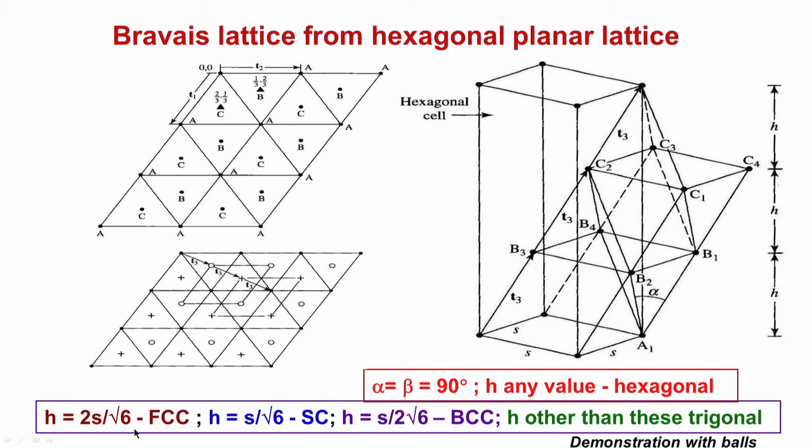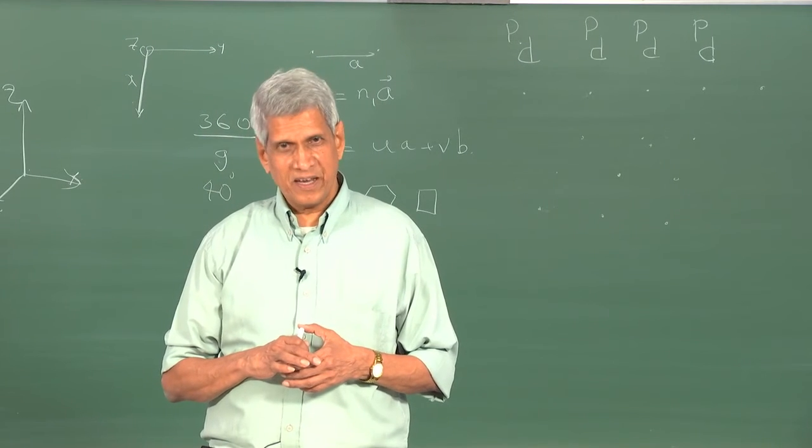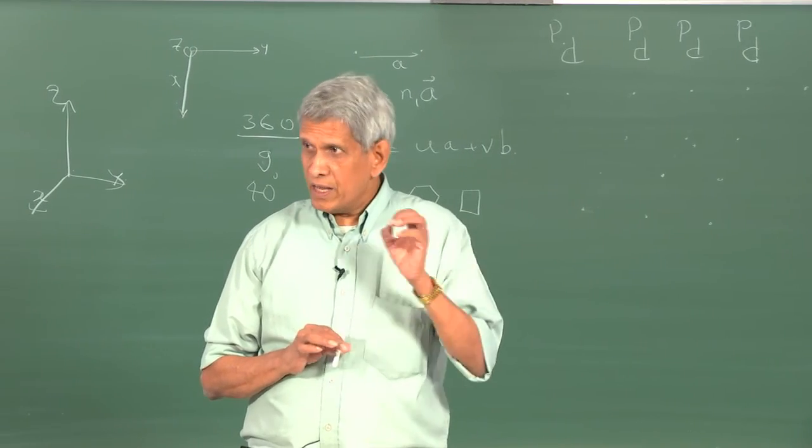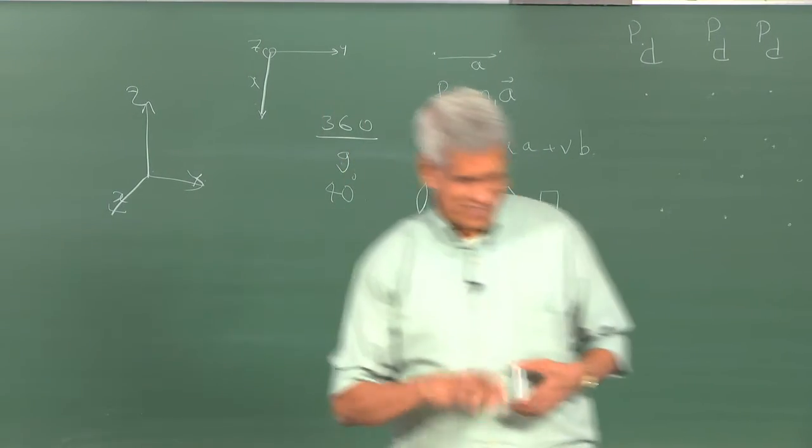If the height becomes s by root 6, it becomes a simple cubic. The height equals s by 2 root 6, then it becomes BCC. If the height h is other than this, it becomes trigonal. If it comes on top of one another, then it becomes hexagonal, and all types of lattices are possible.